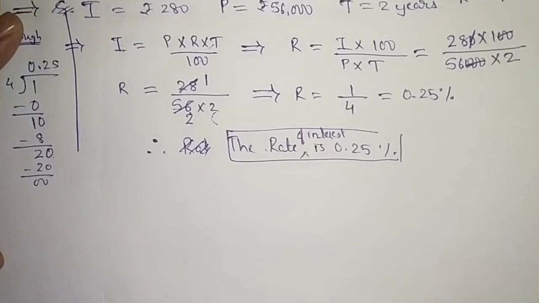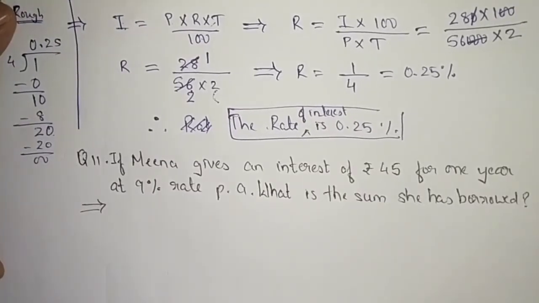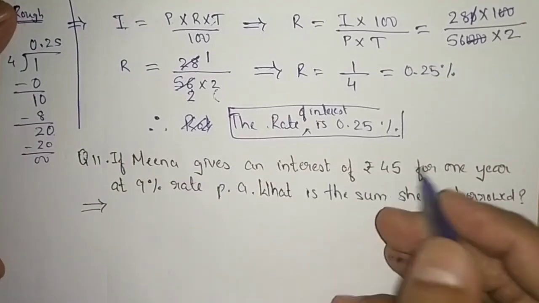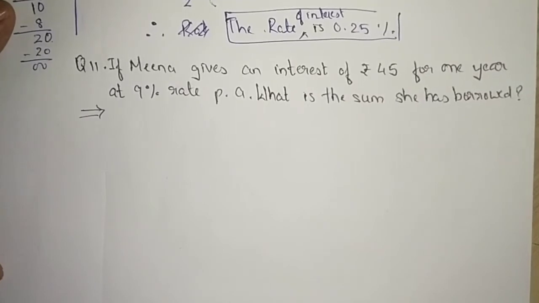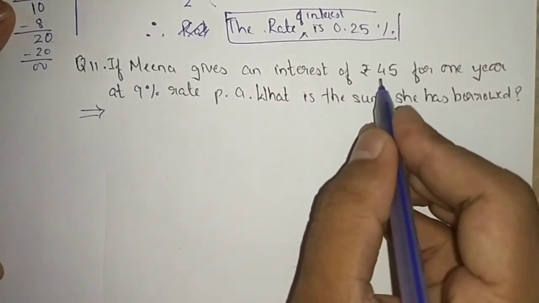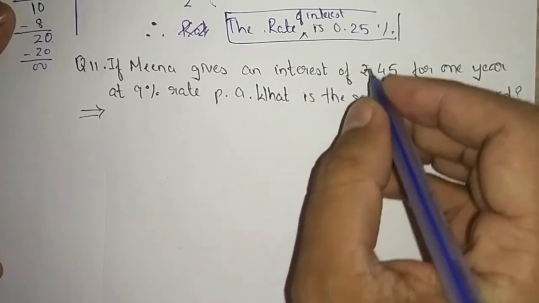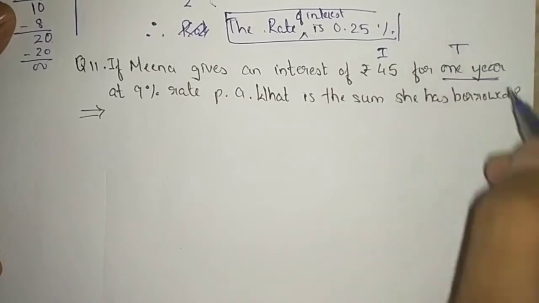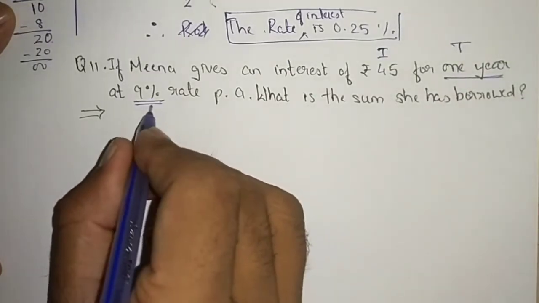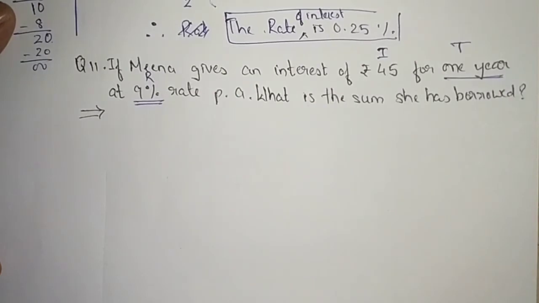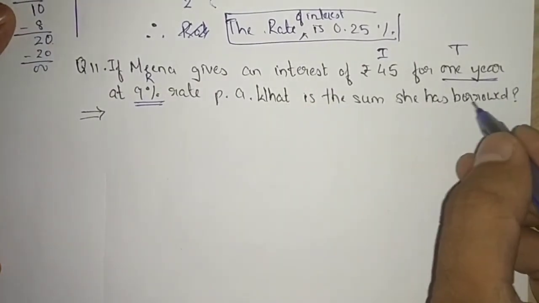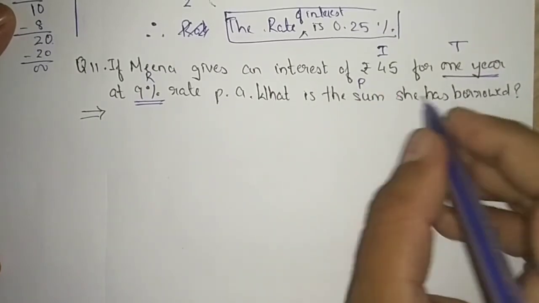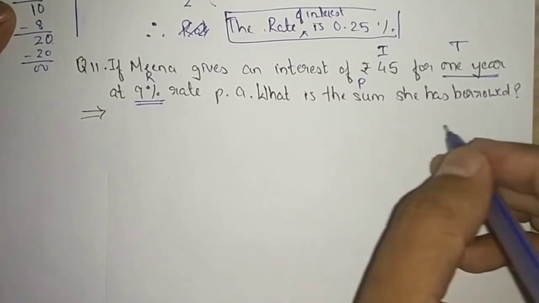Let me first write. Question number 11 says, if Meena pays an interest of rupees 45, that means Meena has paid the interest. I is equal to 45. Here I they have given us, for 1 year. So T they have given us, at the rate of 9%. R they have given us. What is the sum she has borrowed? So we are supposed to find P. The borrowed amount is the principal. So P we are supposed to find.